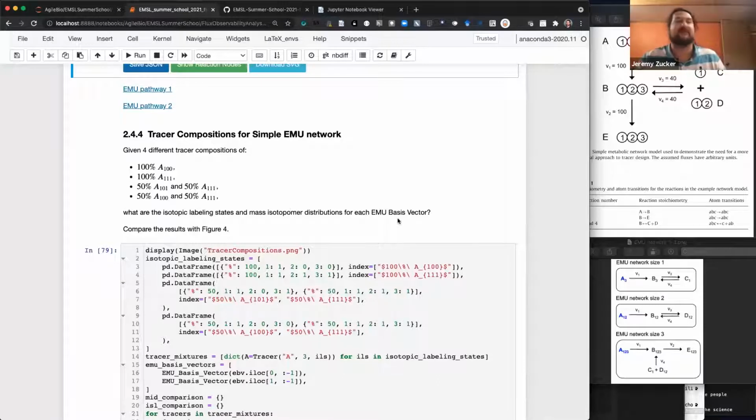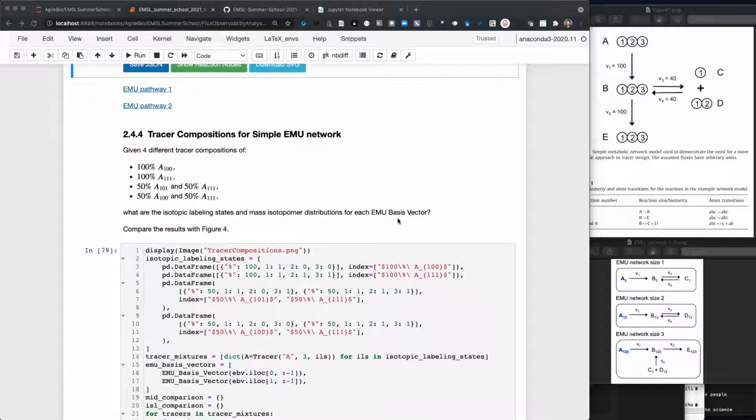Okay, do we have any questions so far? Not at the moment. There was a question about the ratio. I answered that we used 1-to-1 in the first example to show how we can calculate the MIDs.